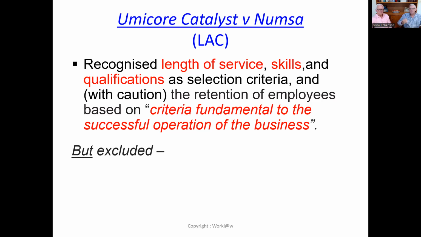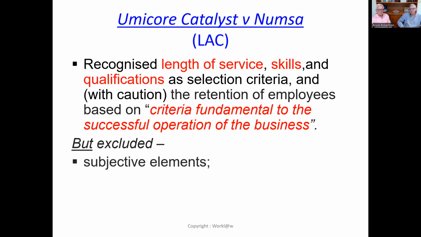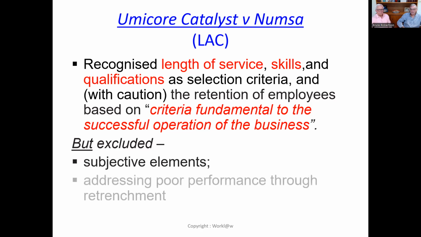So I don't think you should be discouraged by this case, but it did exclude subjective elements. And in your mind, you've got to think, how will that selection committee look when they start to evaluate? So it goes very much to the application of the criteria, and you've got to have an objective basis for applying these criteria. Yeah, exactly. And also the point that I signaled earlier on, you can't address poor performance through retrenchment. You can't at that stage start looking at their attendance records or their disciplinary record and say, well, that's going to be the basis for doing it.